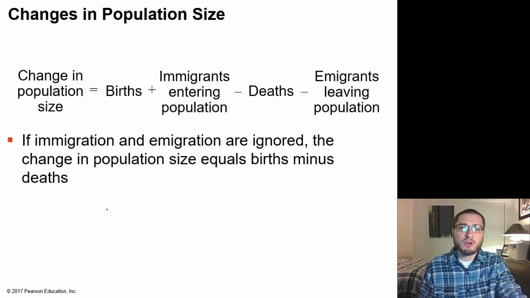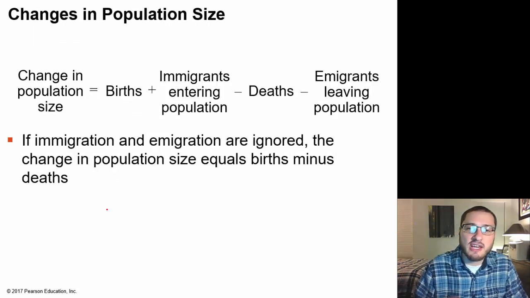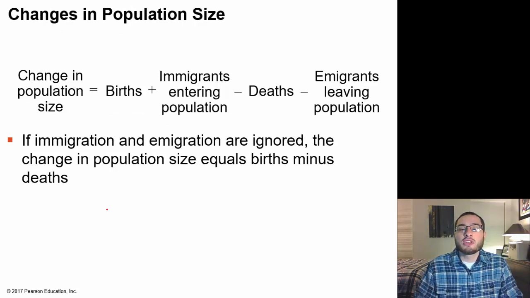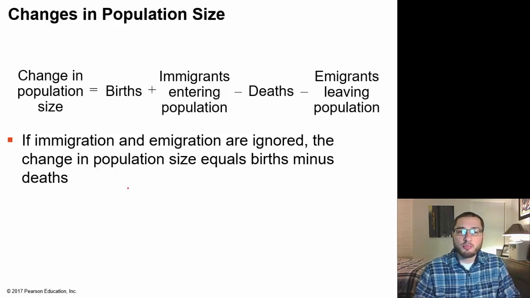Idealized situations help us understand the capacity of species to increase and the conditions that may facilitate this growth. When we look at population size and population growth, we come up with this equation where change in population size is going to be equal to the births plus the immigrants entering the population, any individuals that are going to come into the population. So we add those together. All right, those are our additions.